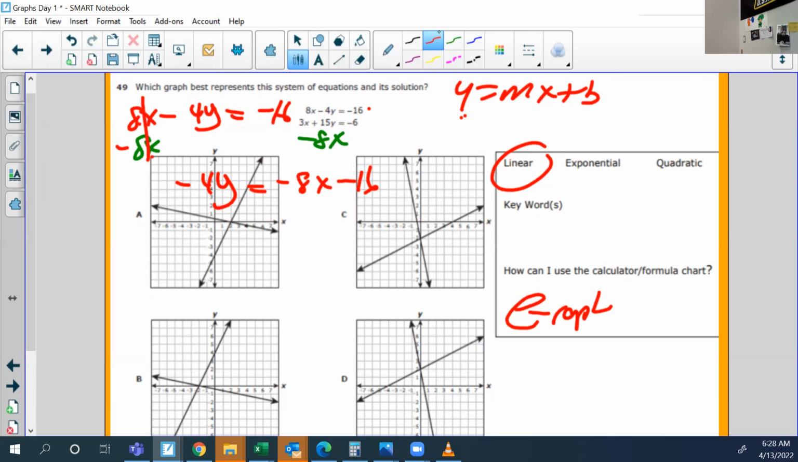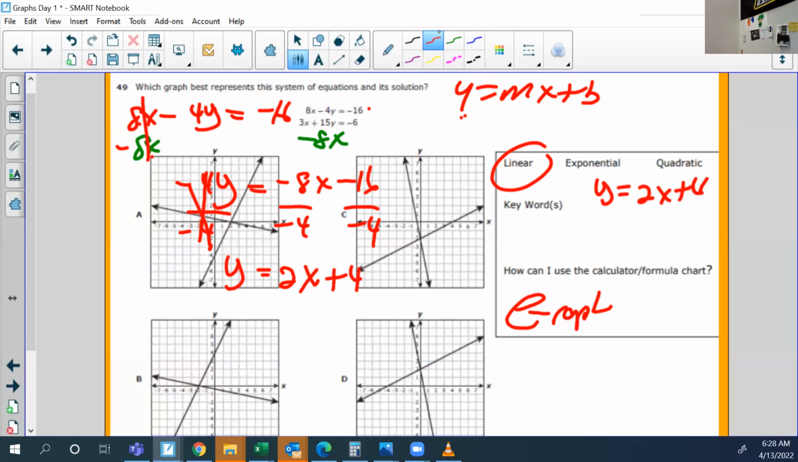That's what I get. Now I need to divide. This is a negative 4 times y. So I'm going to divide by negative 4, divide by negative 4, divide by negative 4. That becomes 1. So I'm left with y is equal to 8 divided by 4 is 2, 2x, and then plus 4. So that's my first equation. I'm going to write it here: y is equal to 2x plus 4. Let's do the other one now.